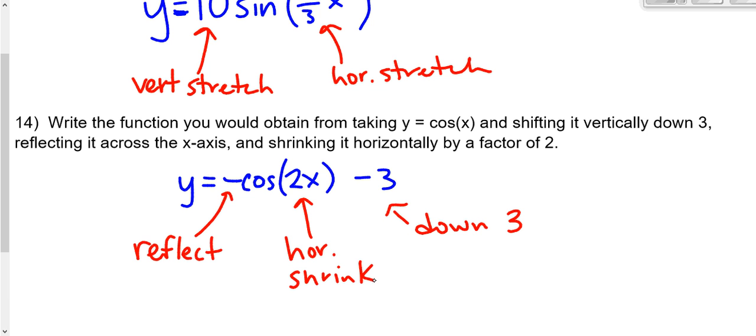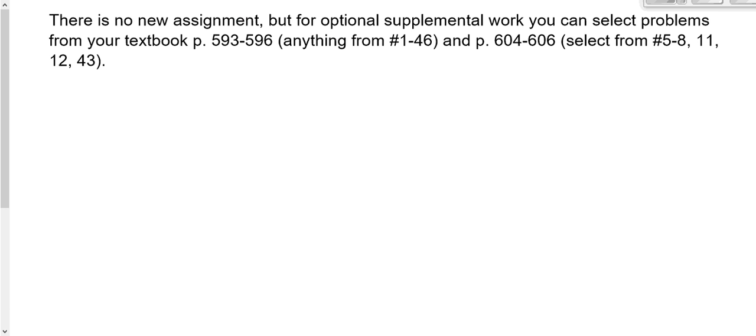Okay. Now, here's what I'm suggesting for you. I think I've given you about as much as I can for this week according to our time constraints. So I'm not giving you a new textbook assignment or any kind of assignment that's required. You have the assignment from part 2 where you had some graphs to do and some amplitudes and periods to list. So if you have time and you want some extra optional supplemental work, we could all definitely use the practice. So you can choose to do problems from your textbook. I've given you some pages and some problems to select from.